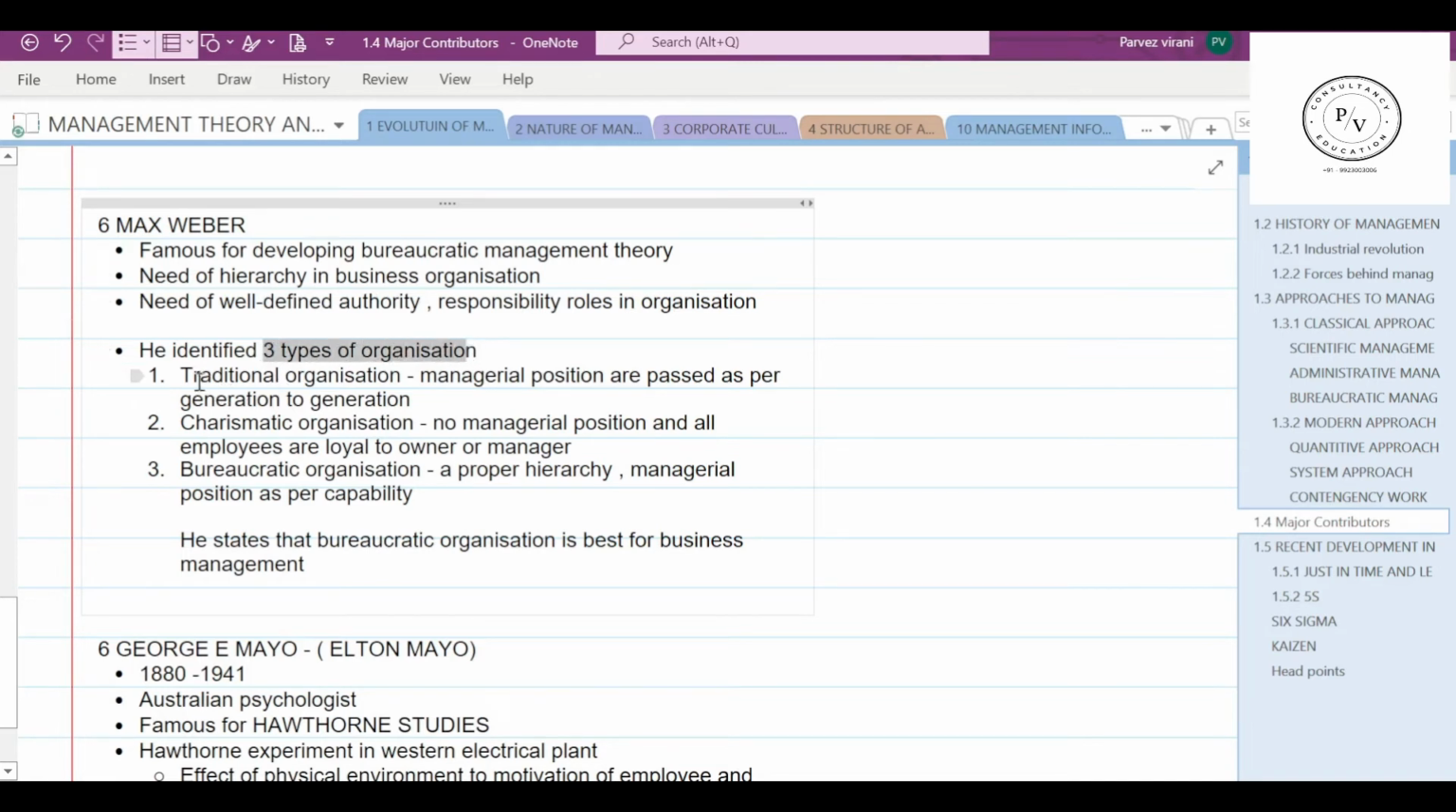Okay, traditional organization: managerial positions are passed on from one generation to another generation. That's traditional organization. Charismatic organization: no managerial positions and all employees are loyal to the owner or a single manager. Bureaucratic organization: a proper hierarchy, managerial positions as per the capacity. He states that bureaucratic organization is the best for business management.